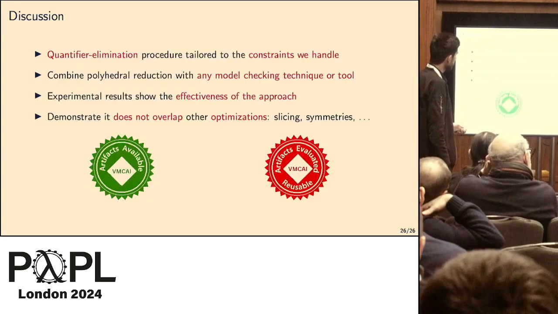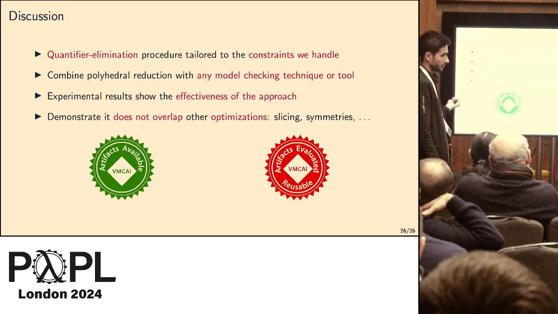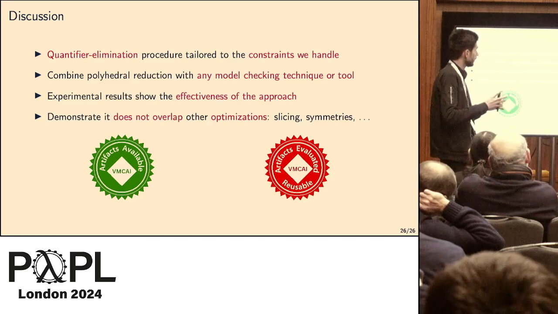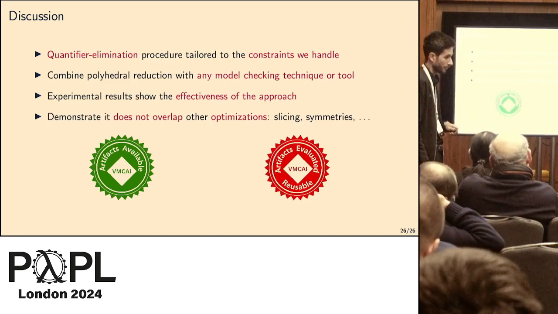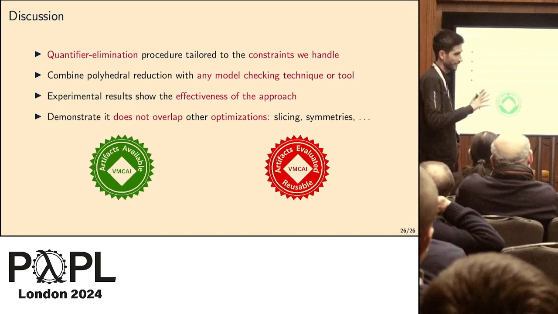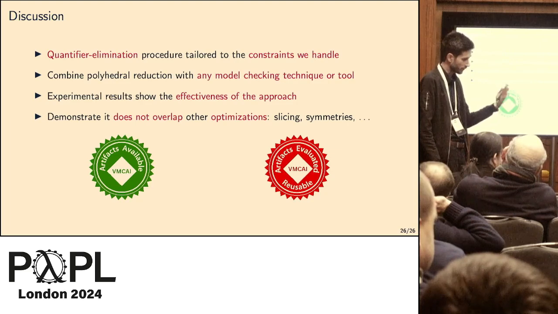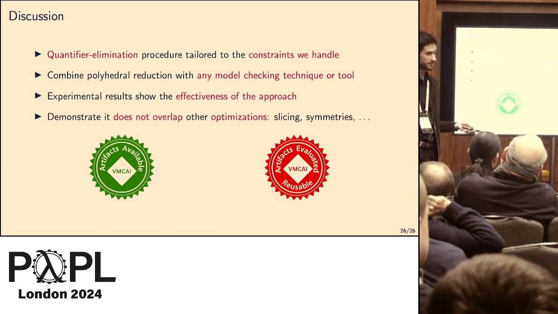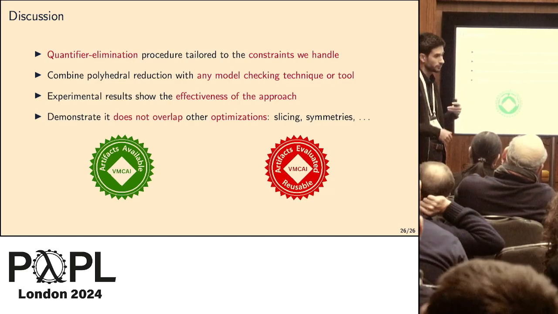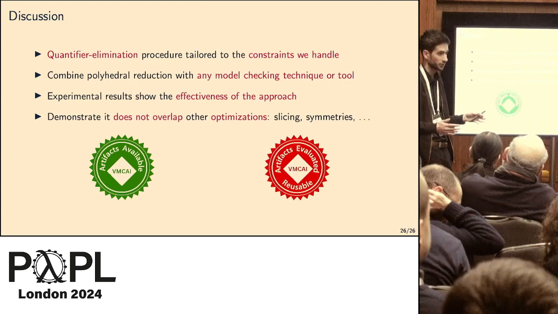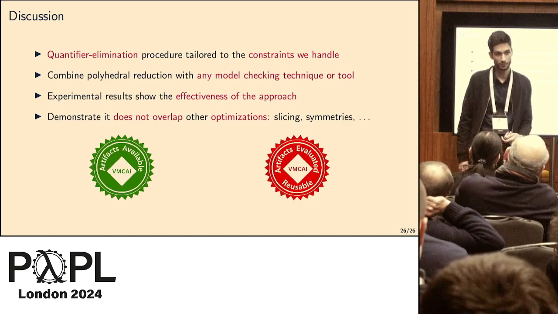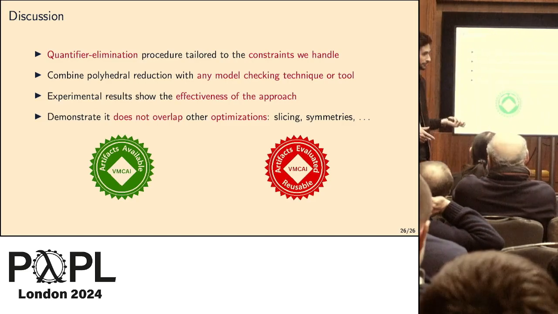So just to finish, we define a quantifier elimination procedure that is tailored to the particular constraints that we handle in polynomial reductions, and it permits to combine polynomial reduction with any model checking technique or tool. And our experiments show the effectiveness of our approach, and also demonstrate that it does not overlap too much with other optimization techniques in best performing tools, such as the use of slicing or the use of symmetries, for instance, and so on. Thank you very much for your attention.